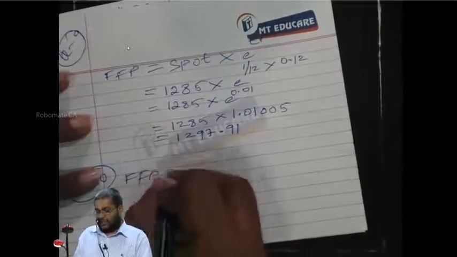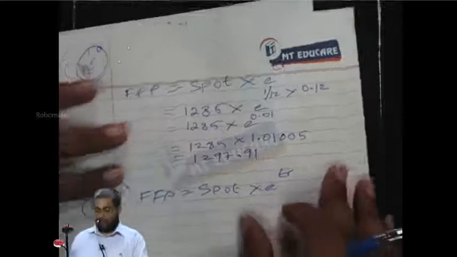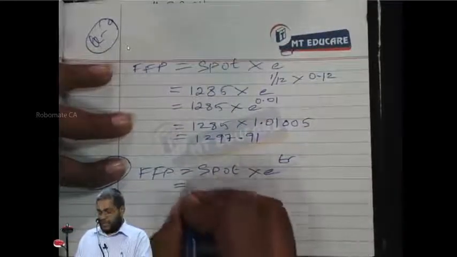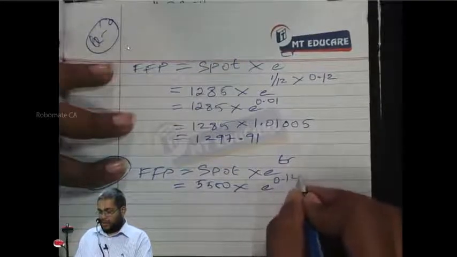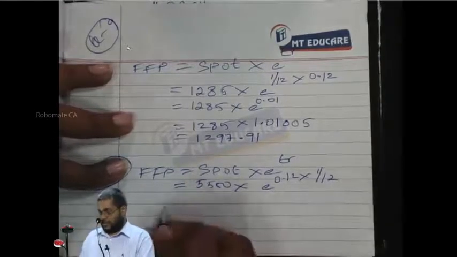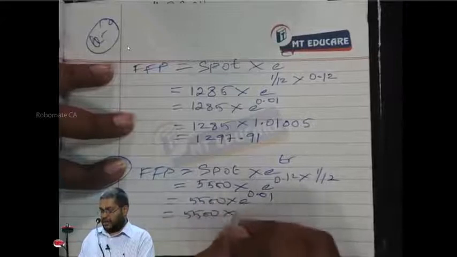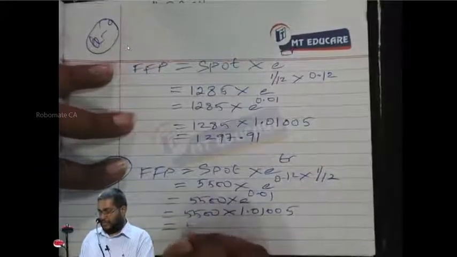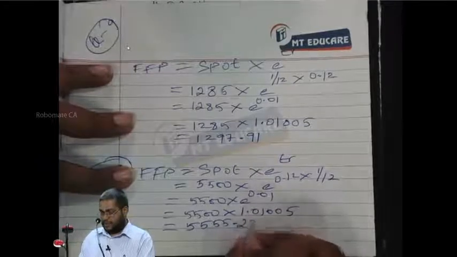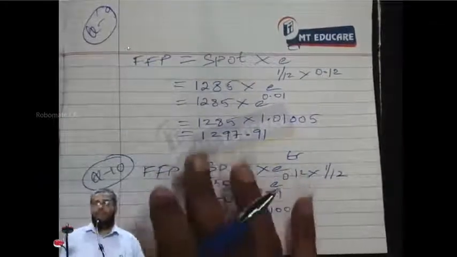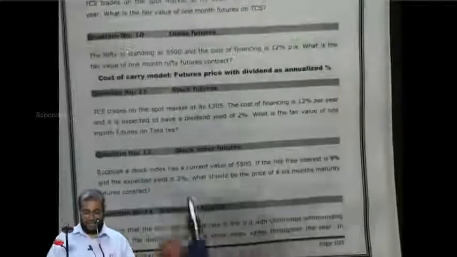Write down. Fair futures price is equal to spot price into e power rt. What is spot price? 5,500 into e power, r is 0.12 into t is 1 by 12. 1 month future is equal to 5500 into e power 0.01, is equal to 5500 into 1.01005. What number? 5555.28. 5555.28 is the fair futures price for the Nifty futures. Everybody following or not? Can I proceed?